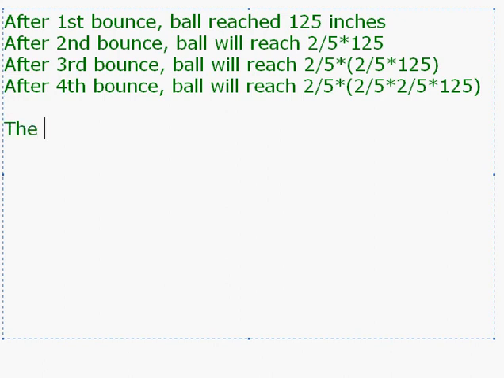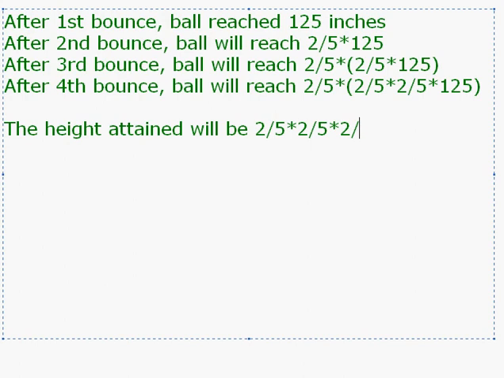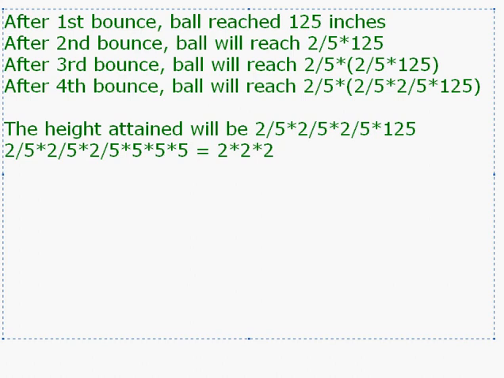So the height attained will be 2 upon 5 times 2 upon 5 times 2 upon 5 times 125. We can write 125 as 5 times 5 times 5. So all the 5s will cancel, and we'll be left with 2 times 2 times 2. It will be 8 inches. So after the fourth bounce, the ball would be able to reach only 8 inches above the ground.